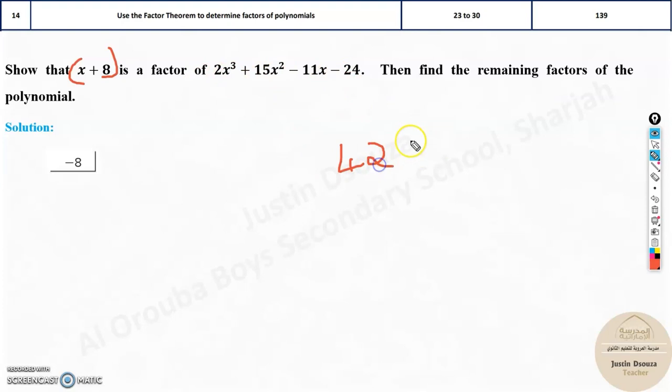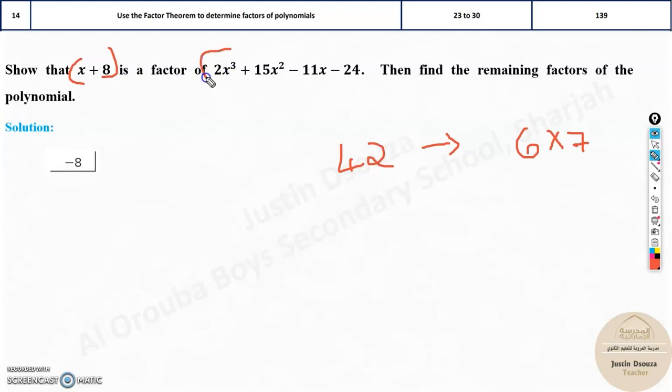Now imagine the number 42. Now 42, 6 sevens are 42. So I know 6 into 7 is 42. That means both 6 and 7 are factors of 42. When I multiply them, I'm going to get 42.